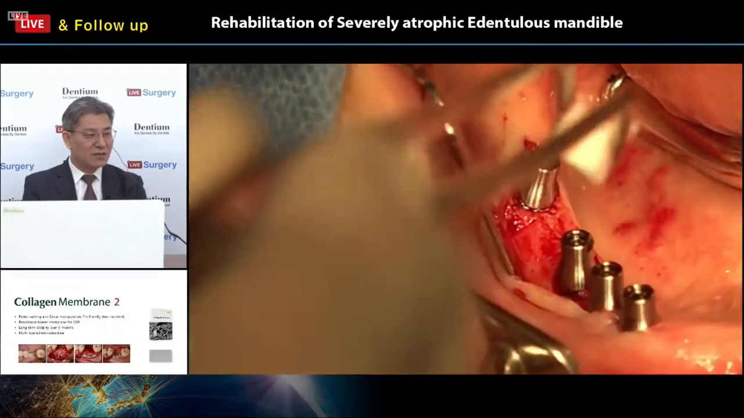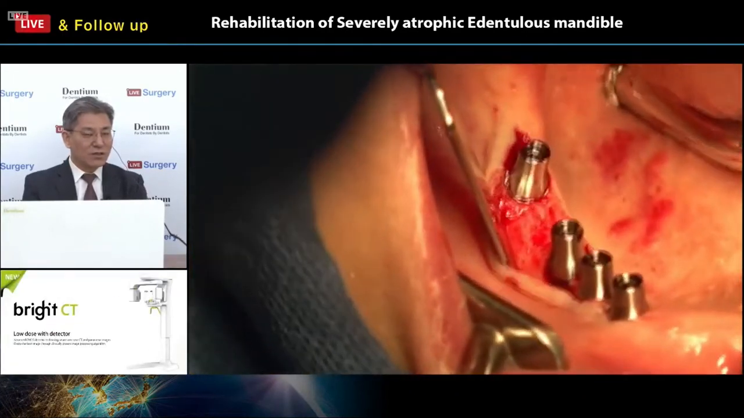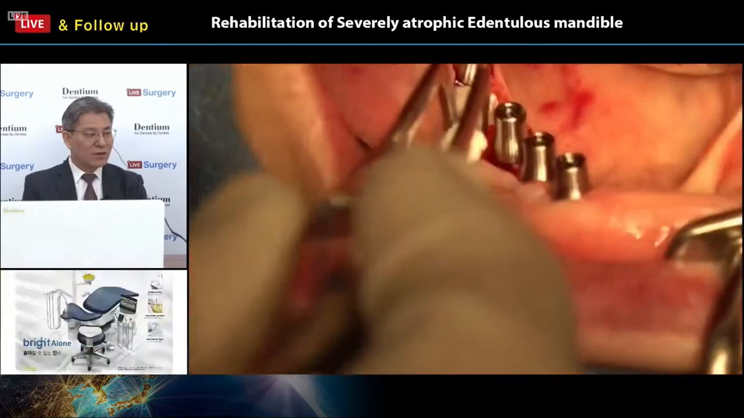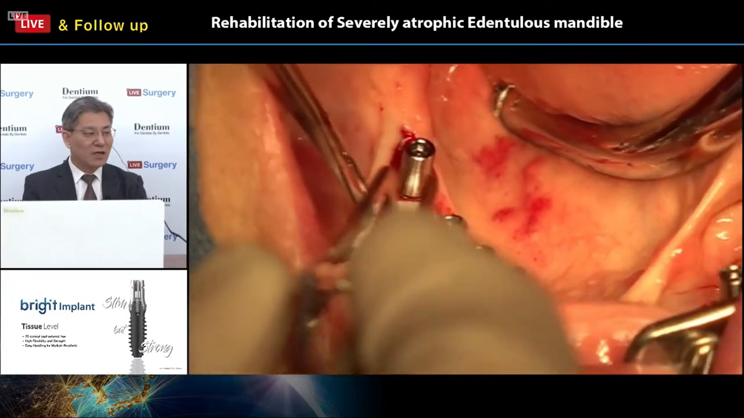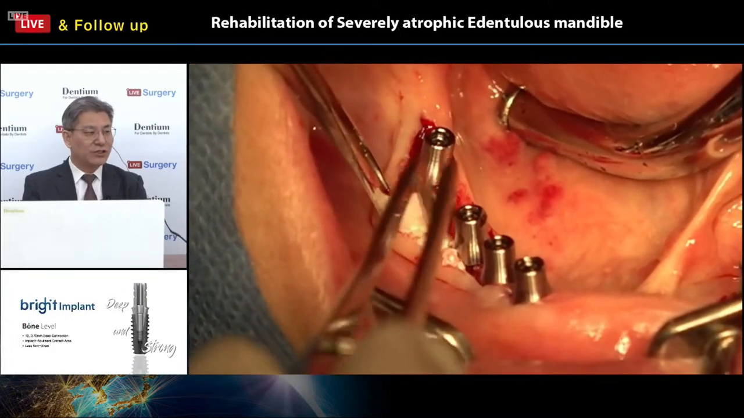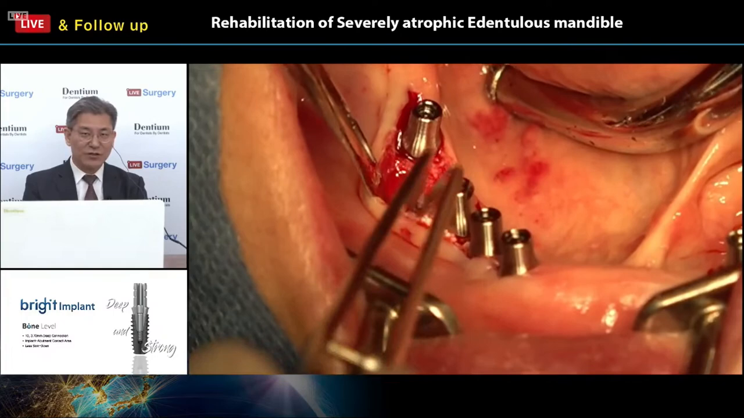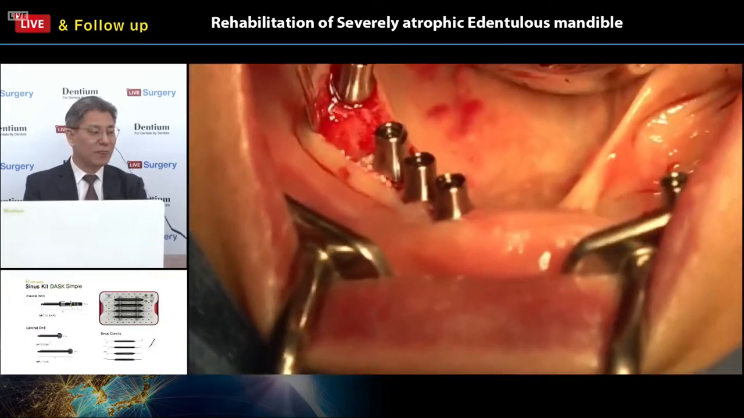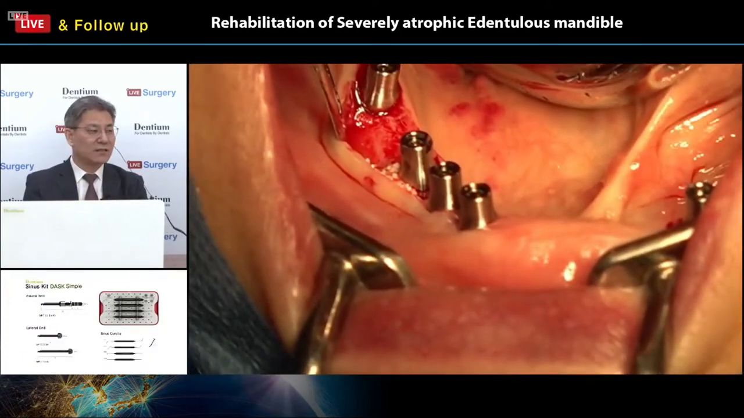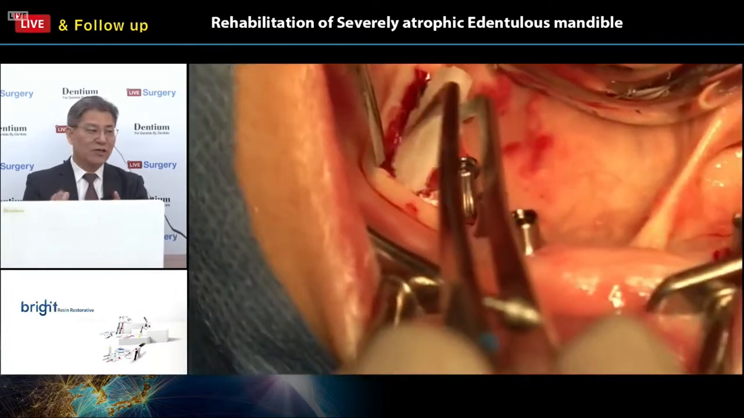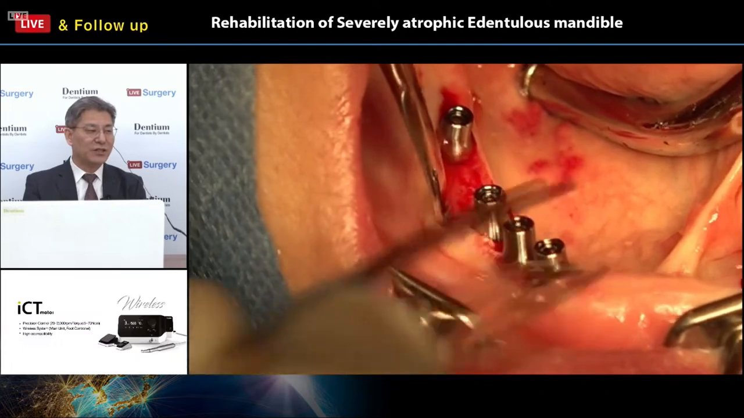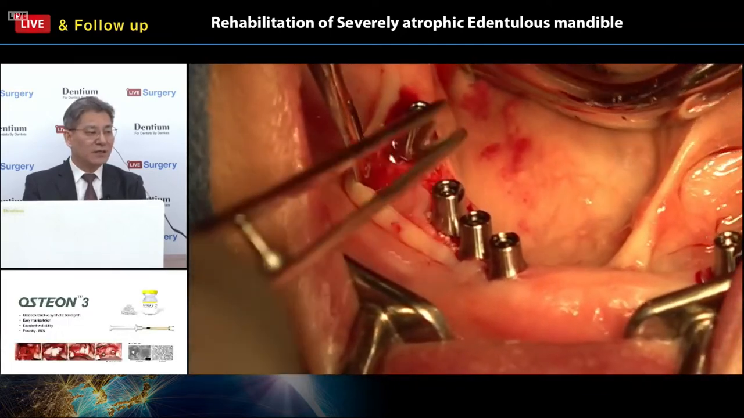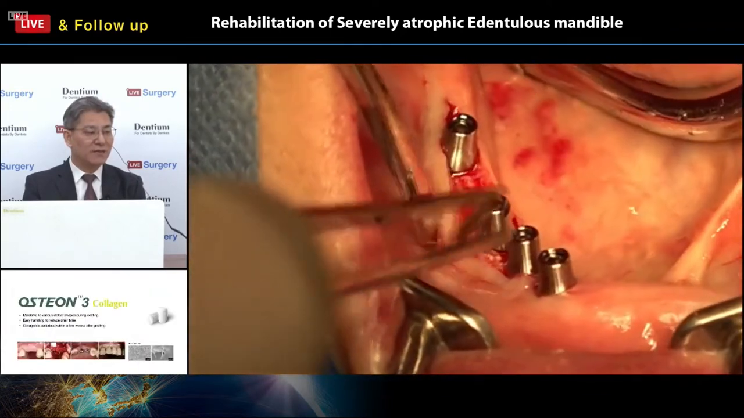So Dr. Chung is going to use this Austin 3 collagen, the collagenized graft material, for the ridge horizontal augmentation, for volume maintenance, making the volume buccally, because of the contour, the final restoration will be better, and cover with the collagen graft.